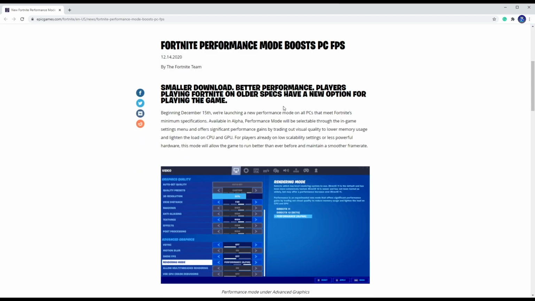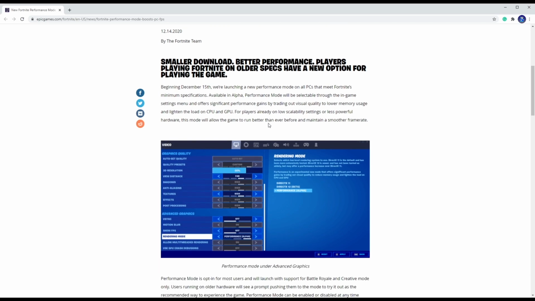So as you can see off the top here, it says beginning on December 15th, we are launching a new performance mode on all PCs that meet Fortnite's minimum specifications. Available in alpha, performance mode will be selectable through the in-game settings menu and offers significant performance gains by trading out visual quality to lower memory usage and lighten the load on CPU and GPU. For players already on low scalability settings or less powerful hardware, this mode will allow the game to run better than ever before and maintain a smoother frame rate.